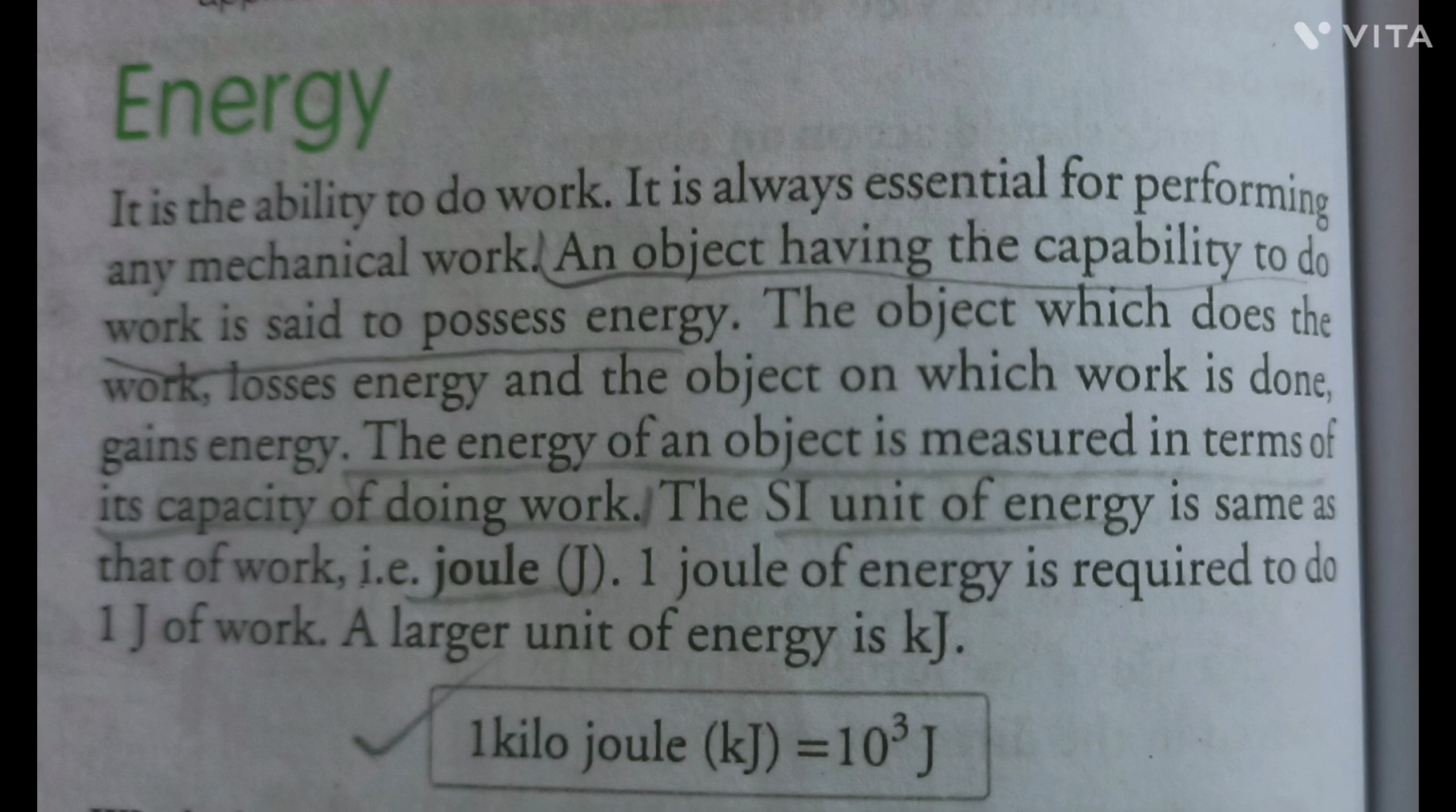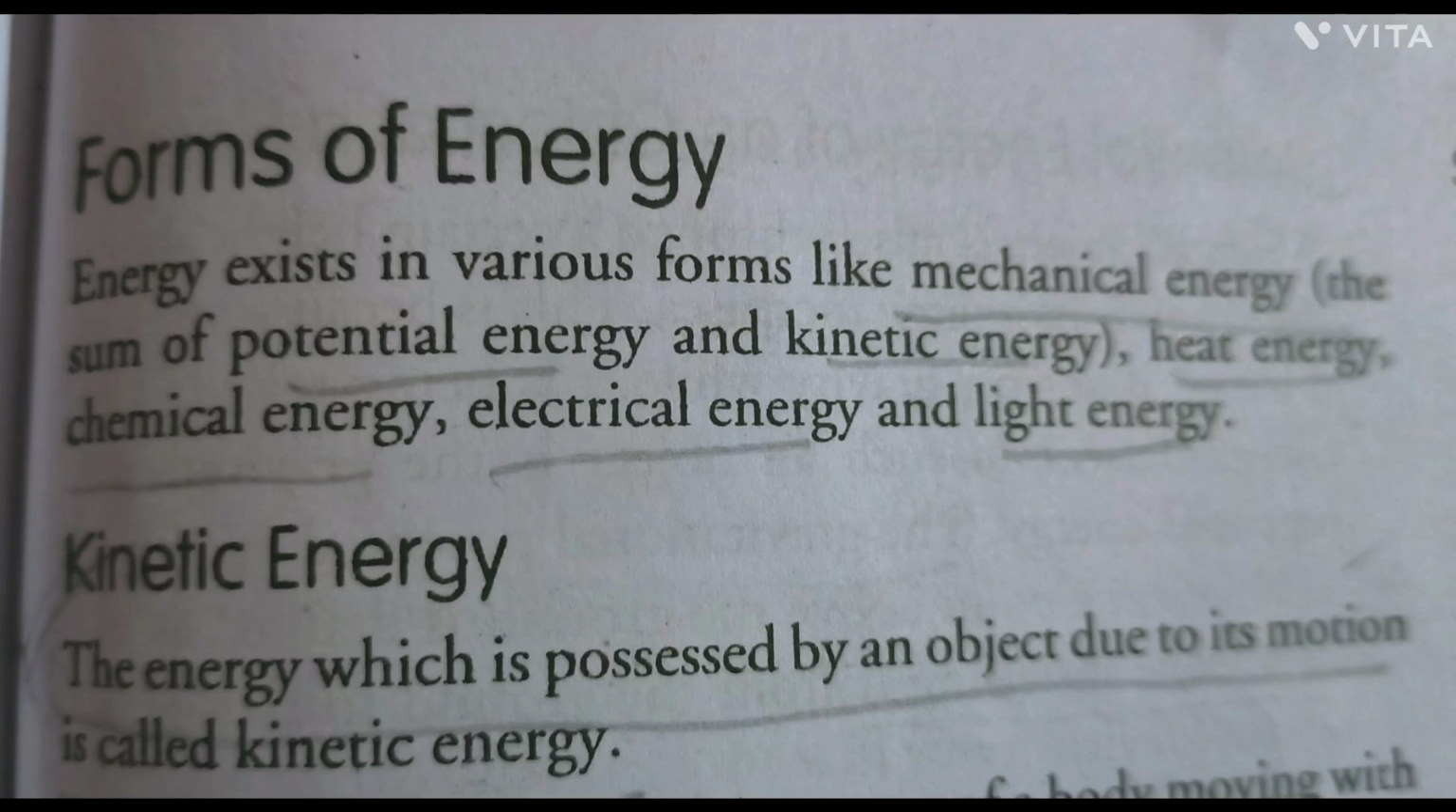A larger unit of energy is the kilojoule. 1 kilojoule (kJ) is equal to 1000 joule or 10 to the power 3 joule. Our next topic is forms of energy. Energy exists in various forms like mechanical energy, heat energy, chemical energy, electrical energy, light energy, etc. Now, mechanical energy is the sum of potential energy and kinetic energy.